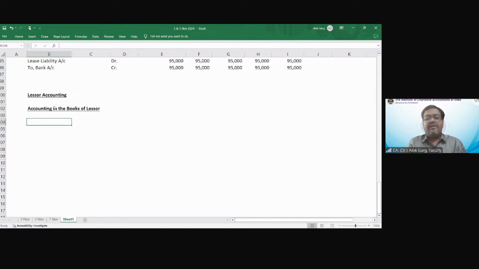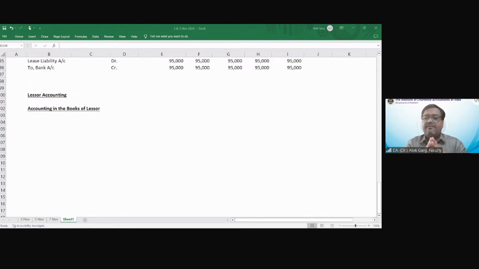Friends, as I told you, as far as lessor accounting is concerned, the concept of operating lease and finance lease still exists. What is the operating lease? Where the risk and reward has not been transferred. What is the finance lease? Where the risk and reward has been substantially transferred. What are the indicators of a finance lease?